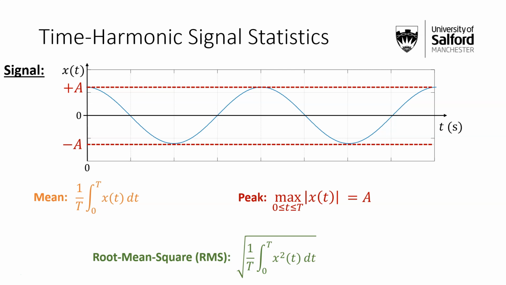What about the mean? Well, what we can do here is we need to average over time. And actually, we only need to average over one cycle, because one cycle tells you all the information about the signal, because it keeps doing the same thing again and again and again. You just need to consider one cycle, that tells you everything.